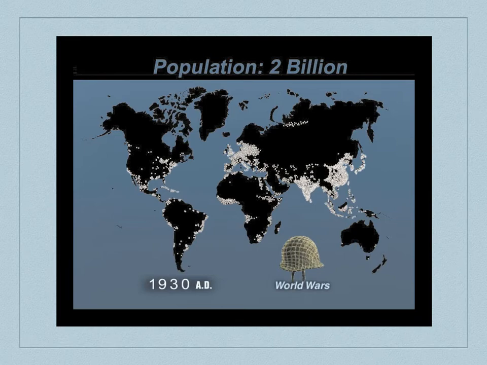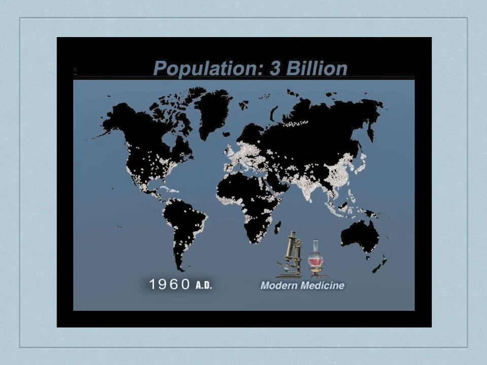Jump forward here, that's 2 billion people. Look at all those dots. 3 billion people by 1960. That's modern medicine. So think about what modern medicine does to the human population. Suddenly, for the first time, if you get a cut on your arm, there's something called antibiotics. And we don't solve it by cutting your arm off and amputating it. Doesn't that sound barbaric?